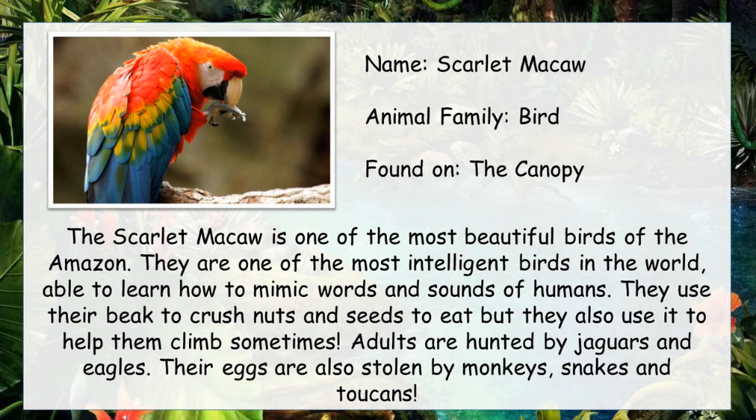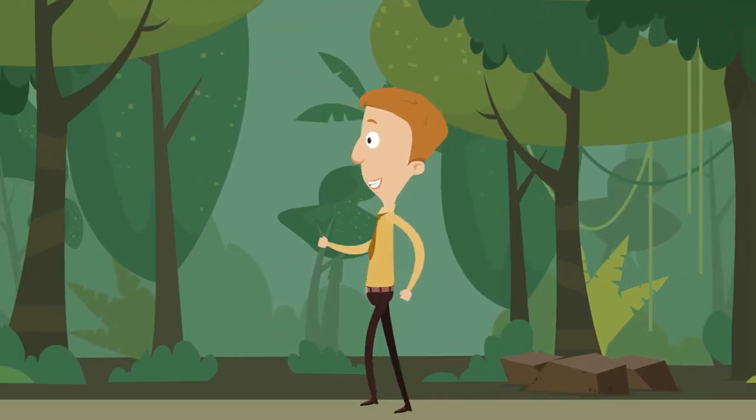They use their big beaks to crush nuts and seeds to eat, but they can also use them to help them climb like an extra hand. And poor scarlet macaws have a difficult time in the rainforest. The adults are hunted by jaguars and eagles, and their eggs, well, they get stolen by monkeys, snakes, and toucans. Let's keep on moving and see what else we can find.